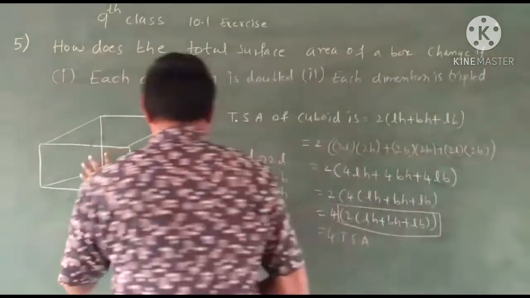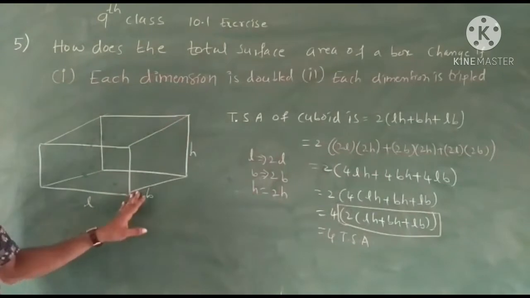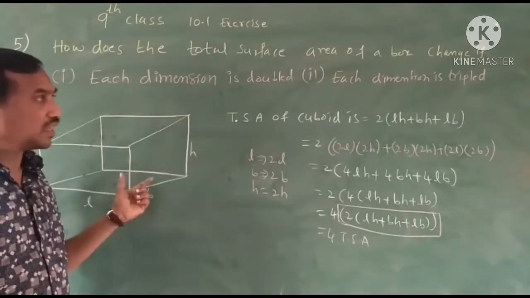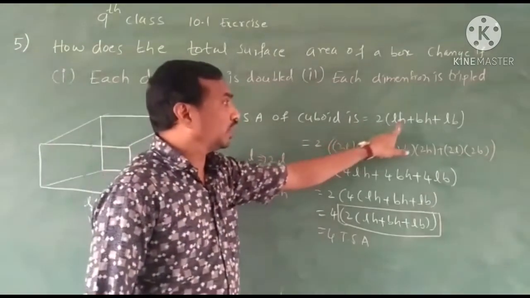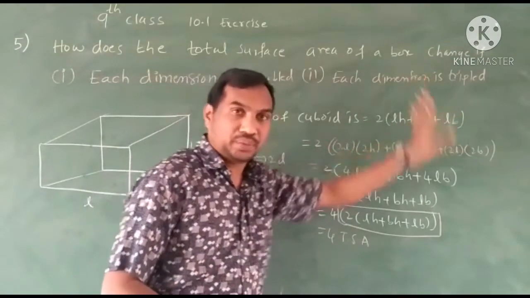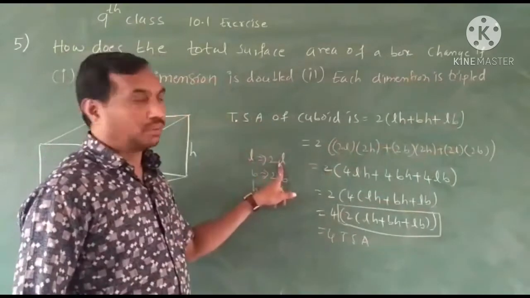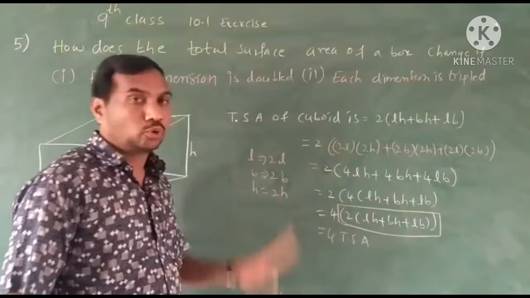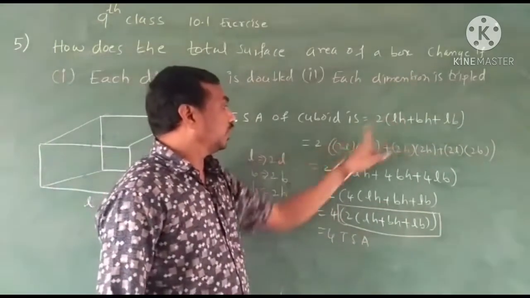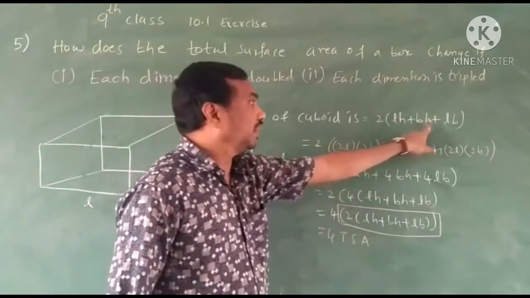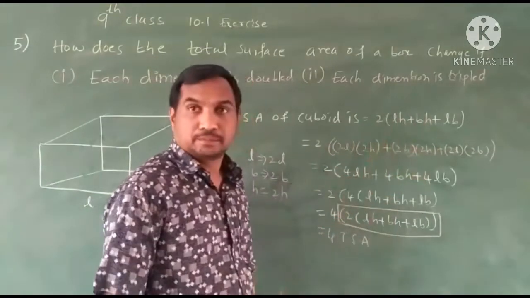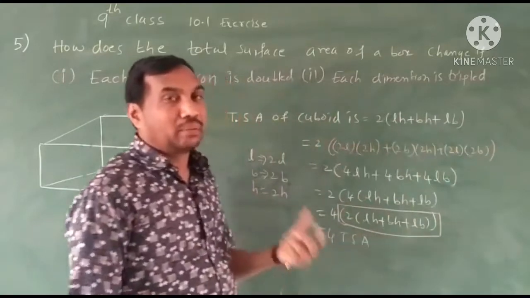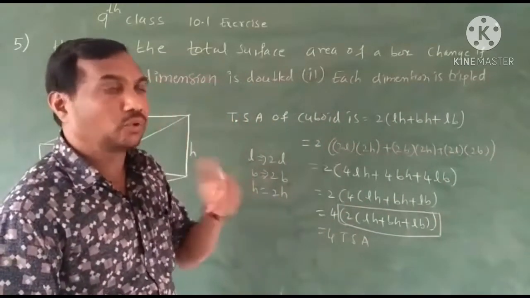Okay. Here the three dimensions are L, B, H for a cuboid. First of all, I am writing the total surface area of this cuboid as 2 into (LH plus BH plus LB). Then each dimension is doubled. L is becoming 2L, B is becoming 2B, H is becoming 2H. That is L into H, that is 2L into 2H. B into H, 2B into 2H. L into B, 2L into 2B. In place of L, B, H, I am taking 2L, 2B, 2H.